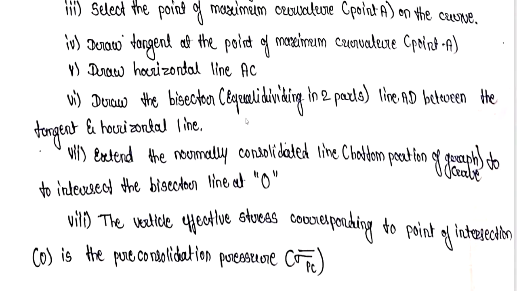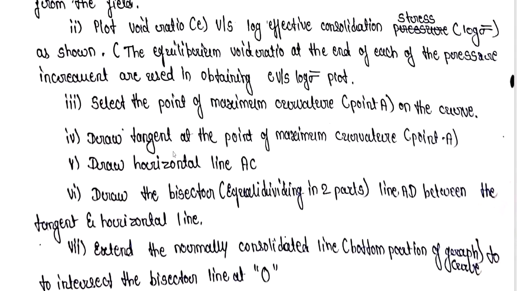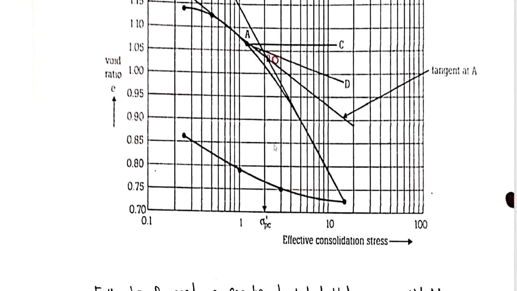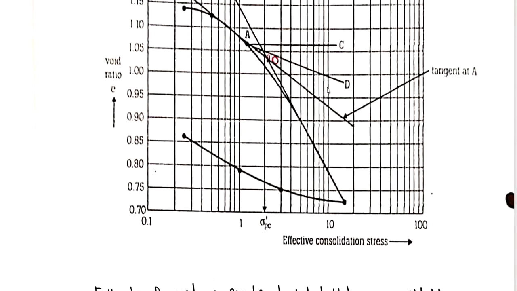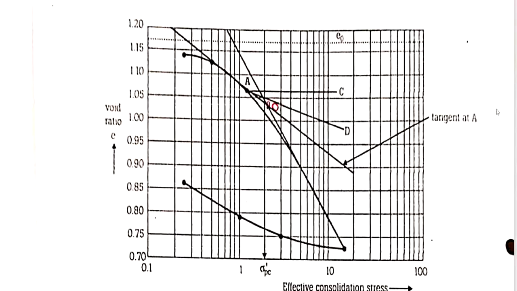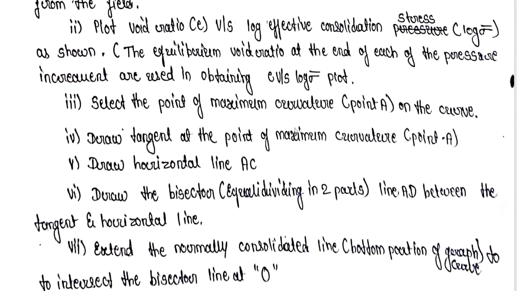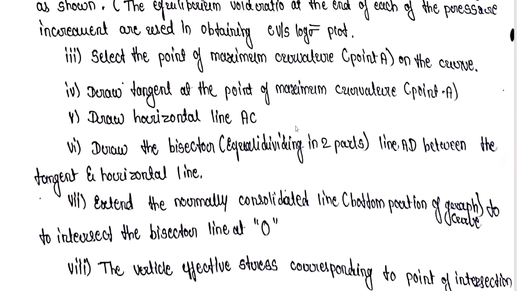Next, draw a tangent at the point of maximum curvature, that is point A. So at point A, I need to draw the tangent. You can see this is the tangent which I have drawn to the point A. This tangent is shown here, and I have specifically mentioned it as the tangent at point A.